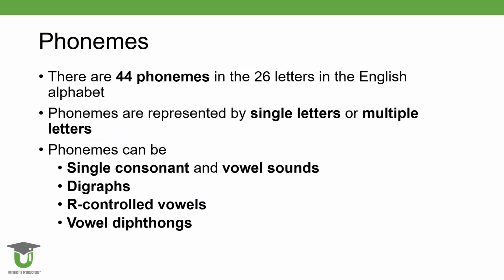There are 44 phonemes, or distinct sounds, in the English language, but only 26 letters in the alphabet. Phonemes can be represented by single letters or combinations of letters. These sounds include single consonant or vowel sounds, digraphs, R-controlled vowels, or vowel diphthongs. Each phoneme contributes to the way words are pronounced and understood in English.